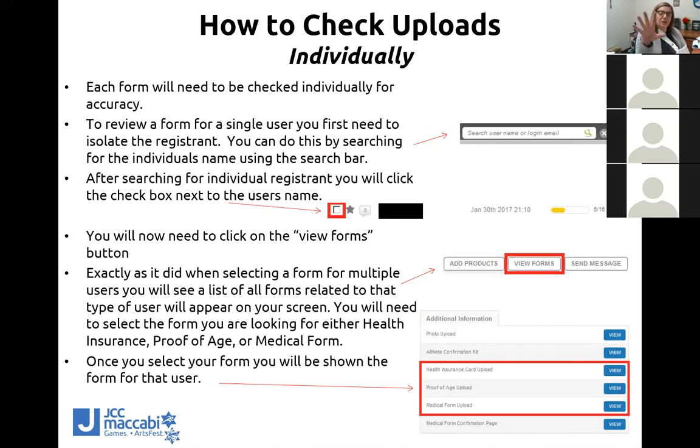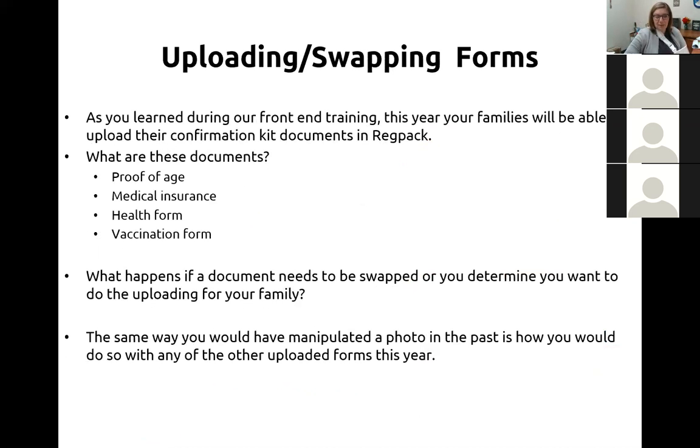There are two ways to do this. Again, you'll utilize that search bar. You'll isolate the individual team. You can either click their checkbox, click View Forms, and select the form. Alternatively, as we discussed earlier, you can click their status bar. A drop-down of all their forms will appear, and you can click on the form that you'd like to view for that individual user. Any questions about checking uploads?